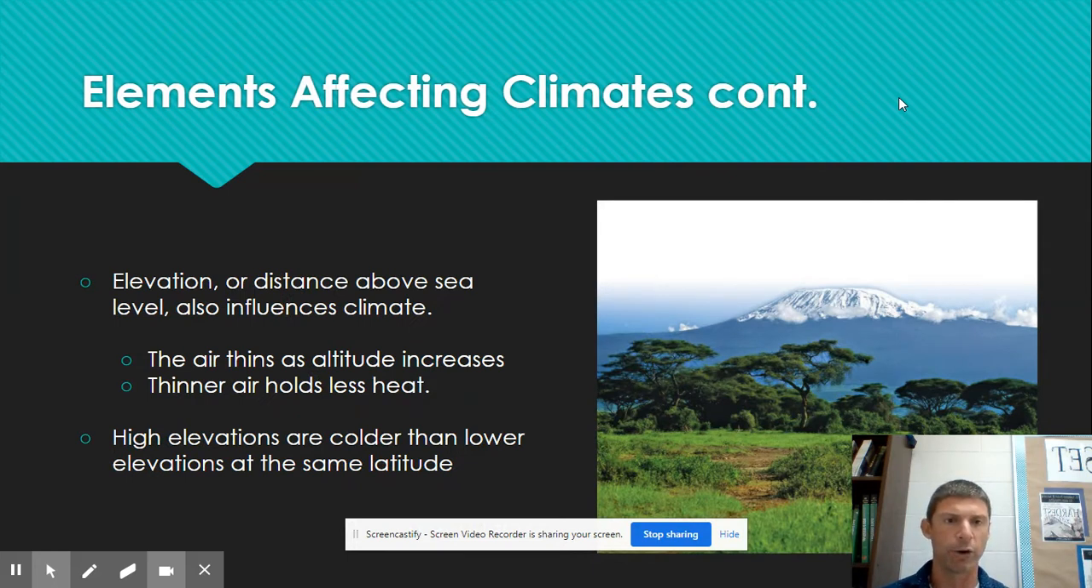This picture right here, I believe, is Mount Kilimanjaro in Africa. Africa does not really experience snow, but notice that there is snow at the top of that mountain. It's a dormant volcano. Because it is higher in elevation, it creates colder temperatures. So there's snow often on that mountain.